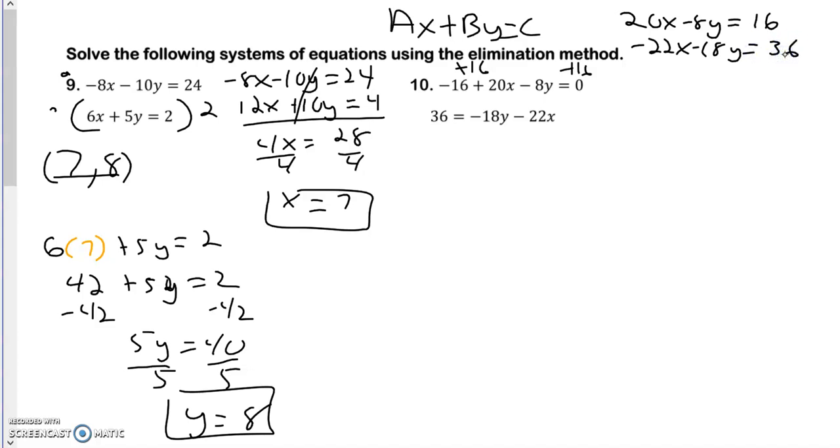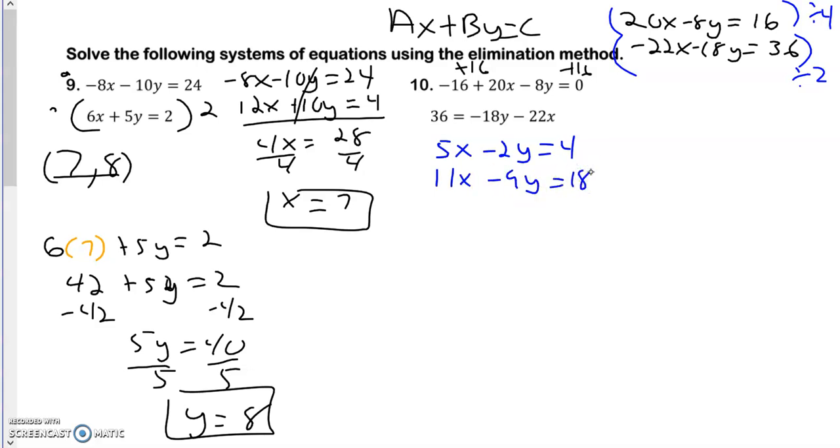Now I notice that these numbers are huge, and I don't like that. So I want to make them smaller so that my brain can work better. And I notice with 28 and 16, I can divide that one by 4, and I can divide the bottom one by 2. By doing that, you'll notice if I divide everything by 4, I'm going to get 5x minus 2y equals 4. And on the bottom one, I'm going to get 11x minus 9y equals 18. I thought reducing it or putting it in lowest terms is going to make it easier for me to see which variable is going to cancel out.